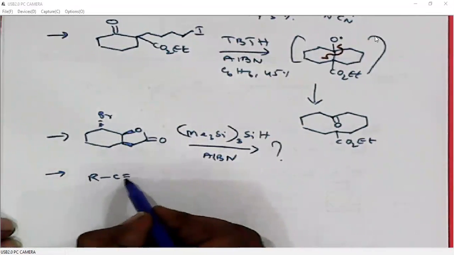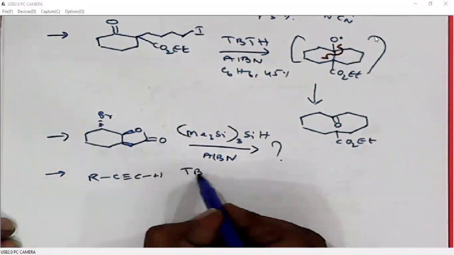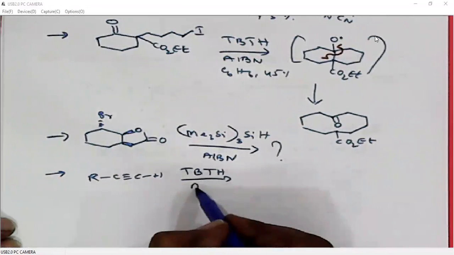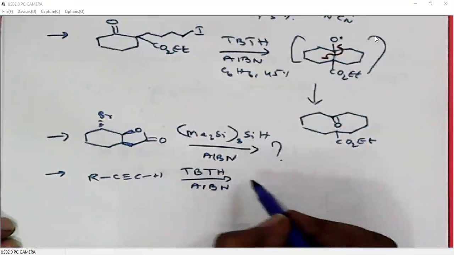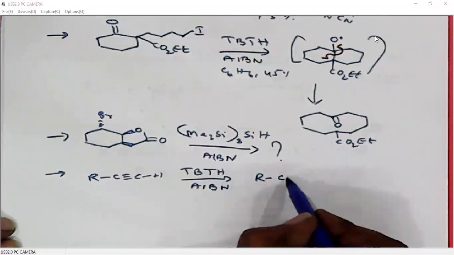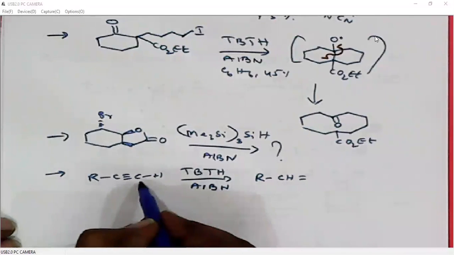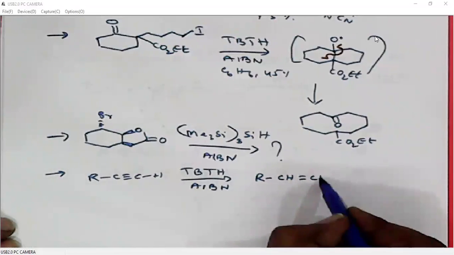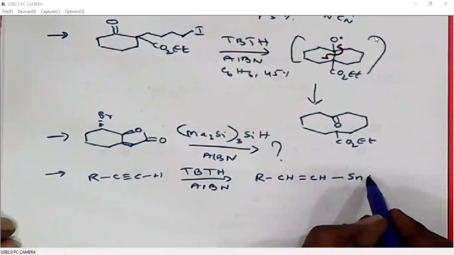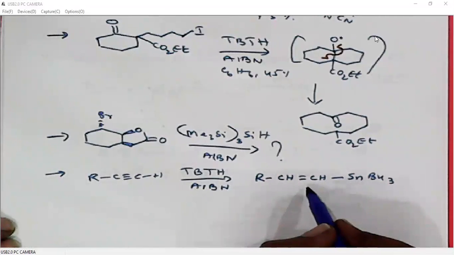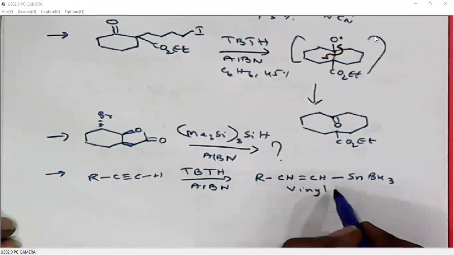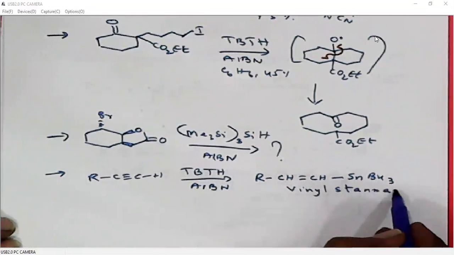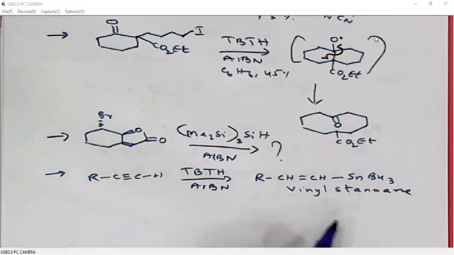Another important reactivity of TBTH is that TBTH will react with triple bonds, so that one side hydrogen will be added, other side tin will be added. So we are getting vinyl stannanes. Sorry, this is vinyl stannane, right? Vinyl stannane. So a triple bond will be reduced to vinyl stannanes. Of course, this can be explored in different ways.